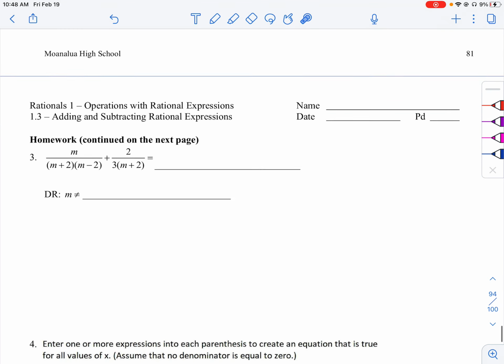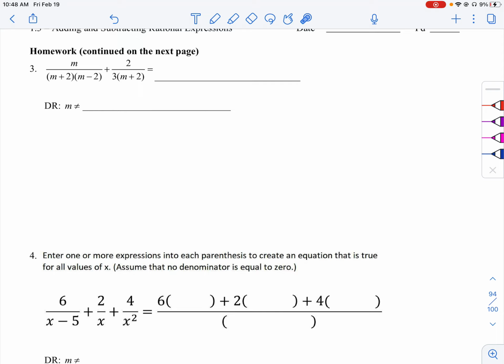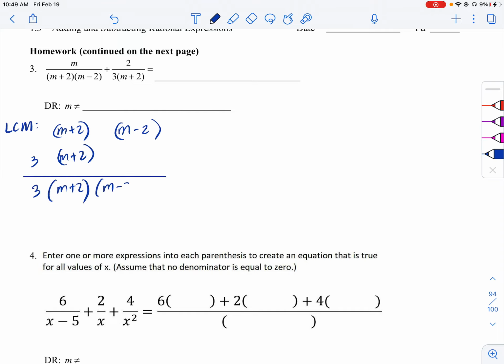I am going to do one example from the homework just in case you need more examples. But I think at this point you're good to do your homework on your own. But just in case you need another example, I am doing number 3 on the homework page. So LCM first, that's what we do first. I'm going to write m plus 2 and then m minus 2. I'm going to write 3 and then m plus 2. So that's 3, m plus 2, m minus 2. This is our least common multiple.